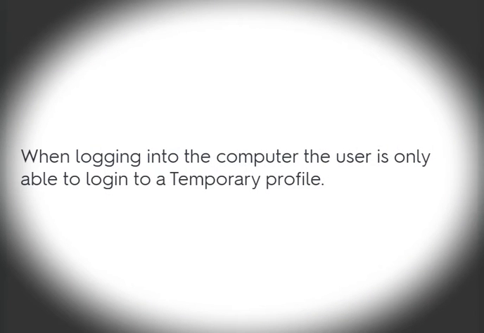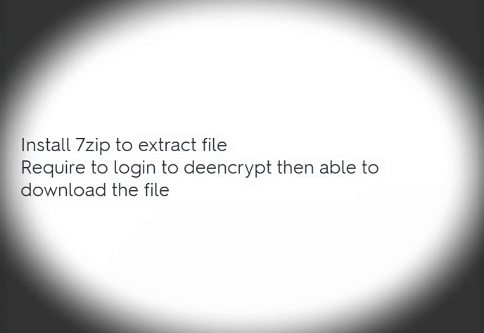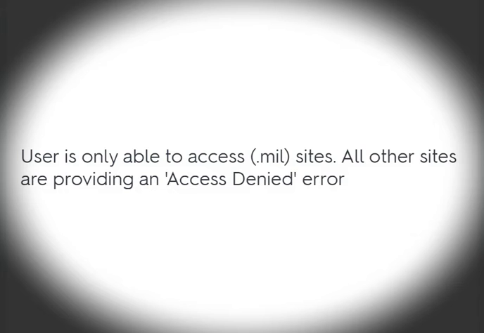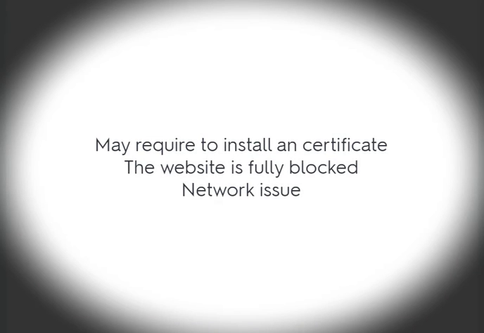When logging into the computer, the user is only able to log into a temporary profile. User is unable to open encrypted emails. Install 7-zip to extract the file required to log in to decrypt, then able to download the file. User is only able to access certain sites. All other sites are providing an access denied error. May require installing a certificate, or the website is fully blocked. Network issue.